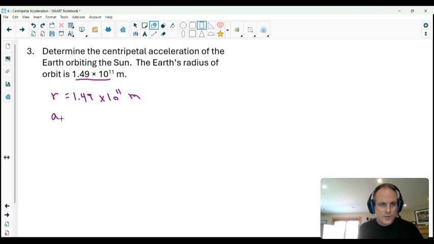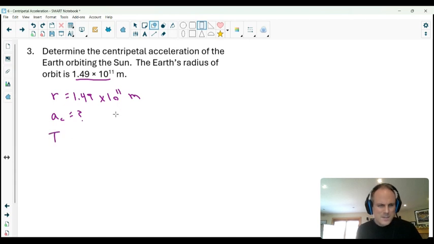I want to find the centripetal acceleration. I don't know what it is. What's my third thing here? I know I'm going to be using the formula because I'm dealing with the Earth moving around the sun. So I need either the frequency or the period. The Earth takes a long time to get around the sun, so using the period probably makes more sense.